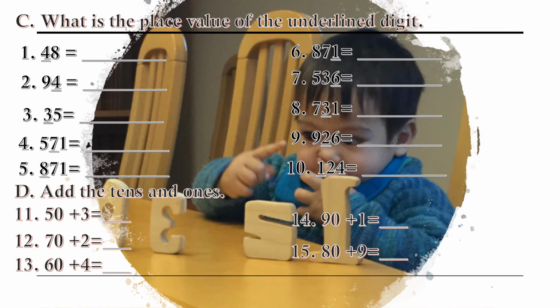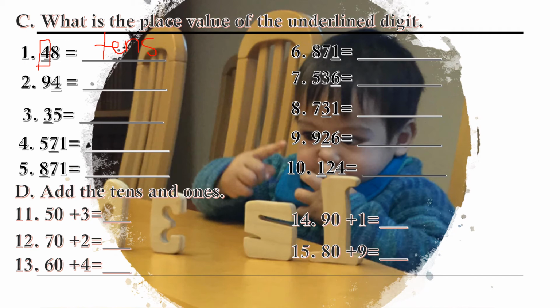Exercises letter C. What is the place value of the underlined digit? Number 1, we have the underlined digit. Okay, I'm going to do it for you so you have something to follow. The underlined digit 4 is in the tens place. What is the place value? Tens. Okay, now can you do the rest for me, children? Look at the underlined digit and tell me what is the place value of the underlined digit.